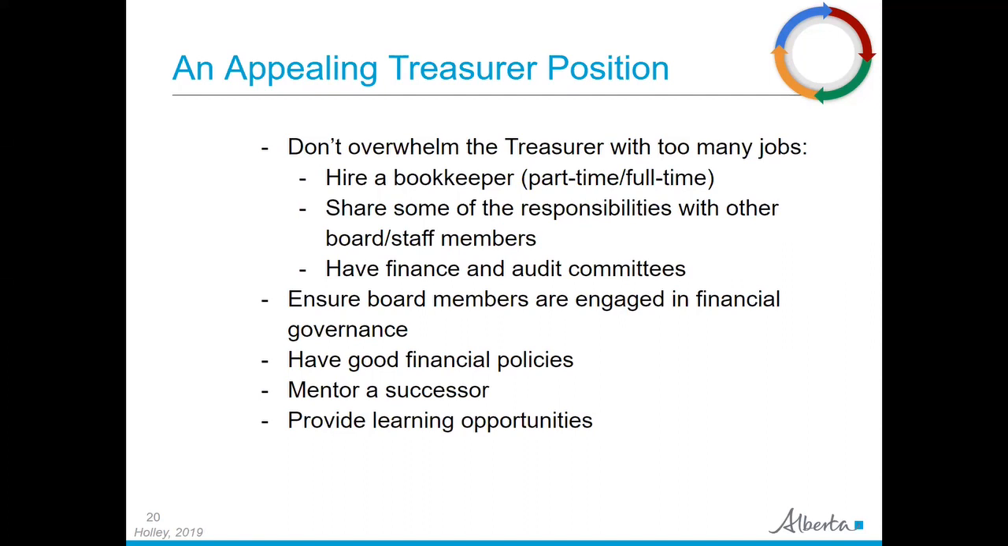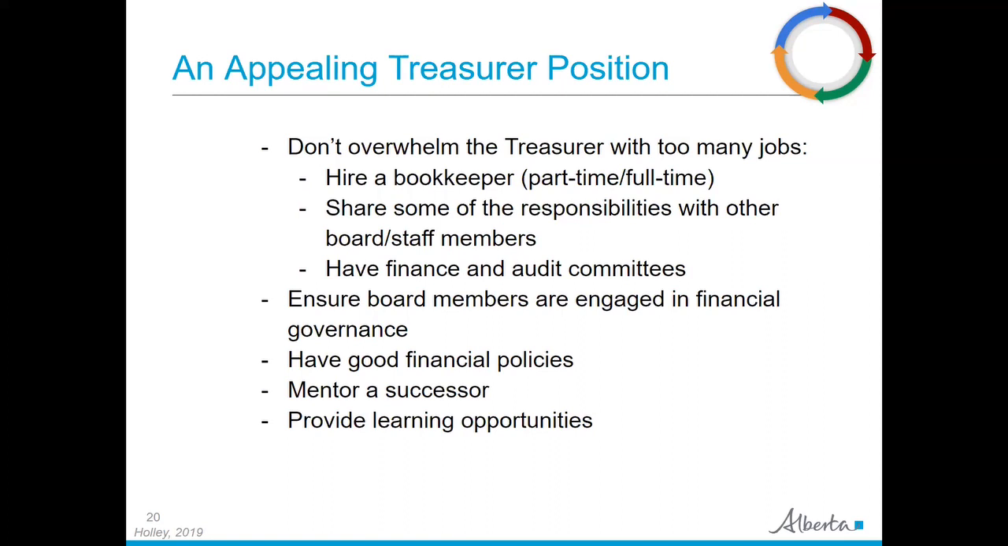The second thing you could do is ensure that board members are engaged in the financial governance of the organization. Remember what we discussed in video 1. The board must be satisfied that the organization's financial information is in order. This includes ensuring that proper accounting structures and processes are in place and that financial reporting is completed. Individual board members must also understand these structures, processes, and financial reporting.